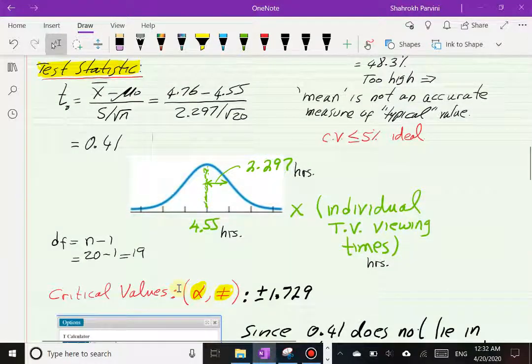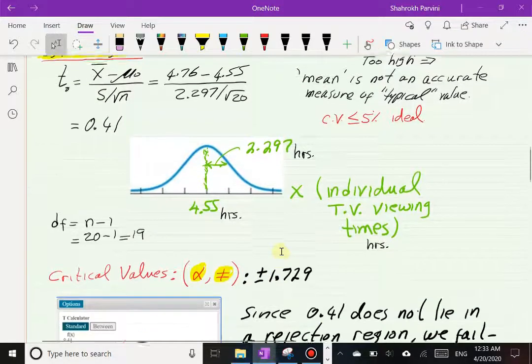And our critical values, we can find our critical values independent of our data. In fact, we don't even need to collect data in order to find critical values. There are two pieces of information that we need in order to find the critical values. The two pieces of information are the significance level alpha of the test and the direction of inequality in the alternative, in this case not equal to. Now, how did I calculate this plus minus 1.729?